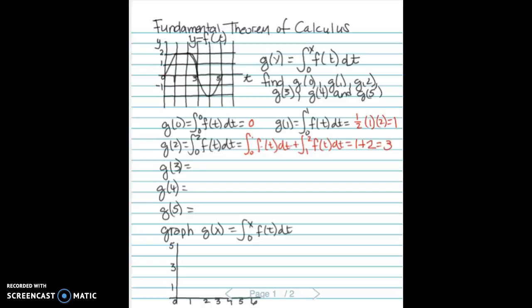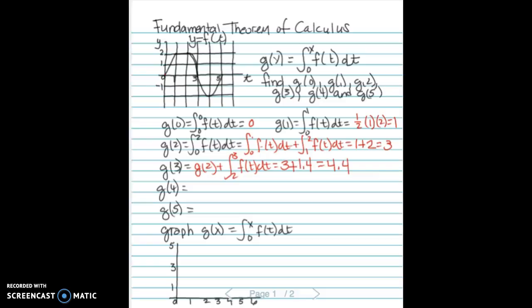G of 3 is actually equal to g of 2 plus the integral from 2 to 3 of f of t dt. We know g of 2 is 3, and when we look at the t values between 2 and 3, it looks like we're adding on about 1.4. So 3 plus 1.4 is 4.4.